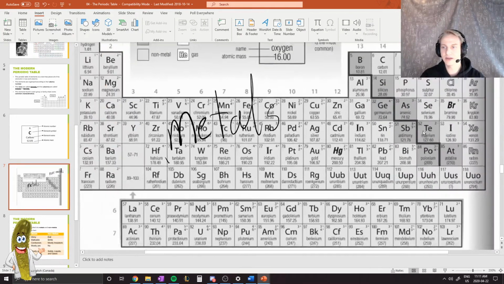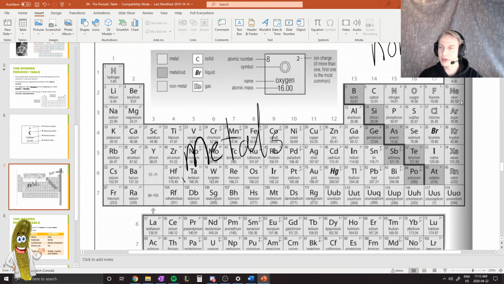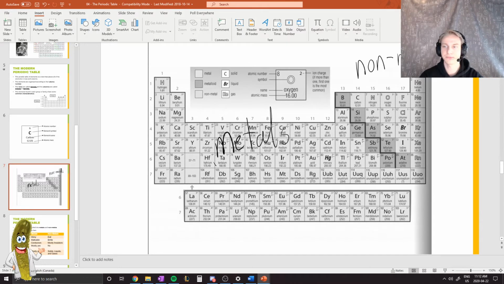When we look at the other stuff in the non-metals over here, we see things like oxygen. Most of you would be familiar with oxygen as a gas. And that means that it's not solid, and it also means that it's not a metal. Another one that some of you might be less familiar with would be helium.